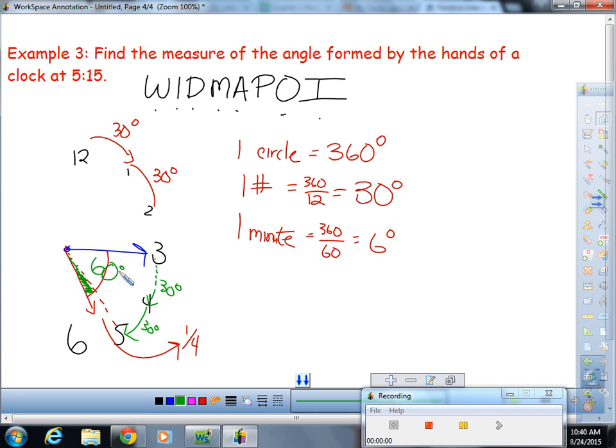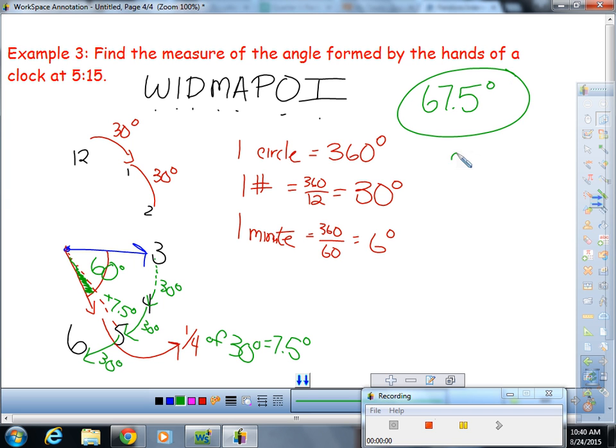Well, that sliver represents 1/4 of this 30-degree movement. Remember, this would also be 30 degrees. So 1/4 of 30 is half of 15, so that's 7.5 degrees. And so the answer to our question is 60 plus 7.5, 67.5, and that's going to be 67.5 degrees, or you could write that as 67 degrees and 30 minutes.